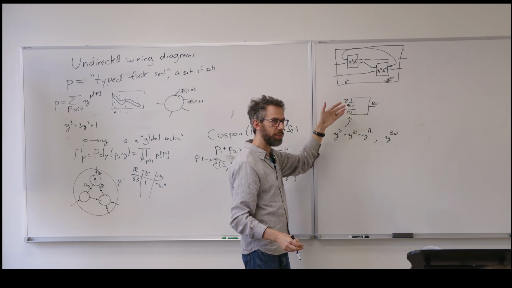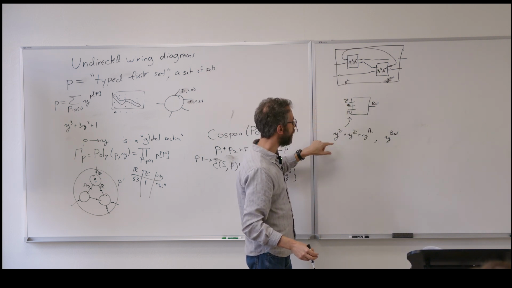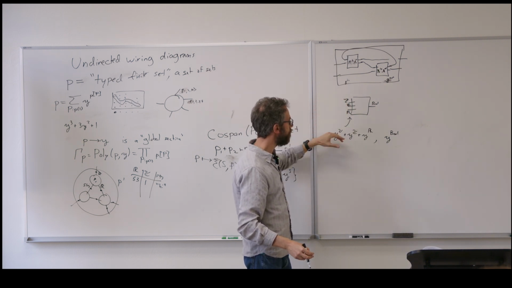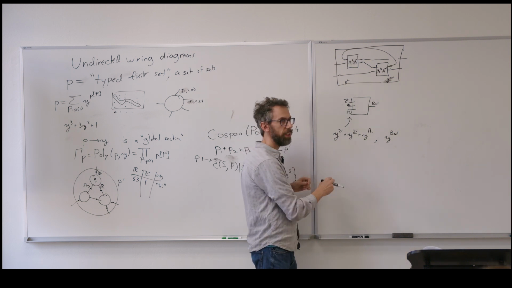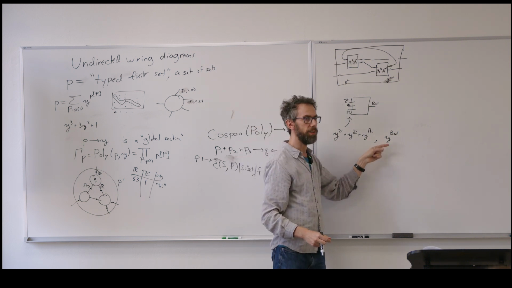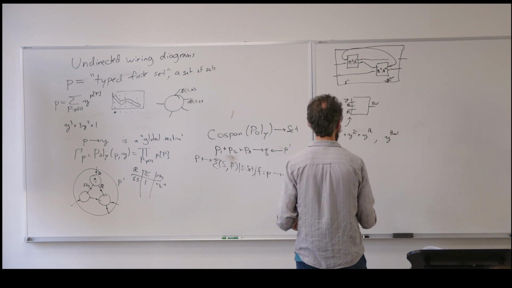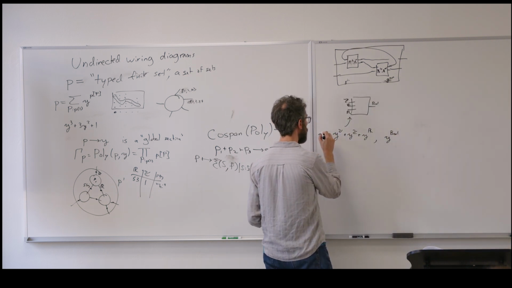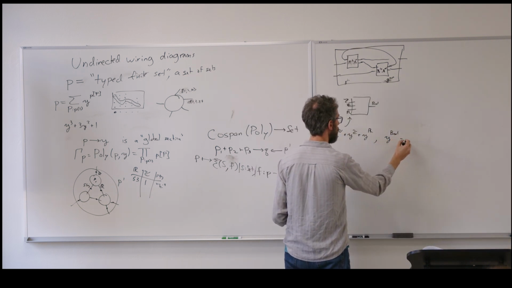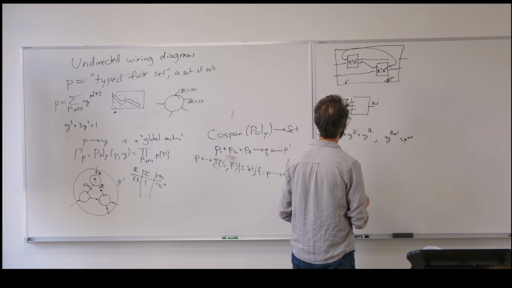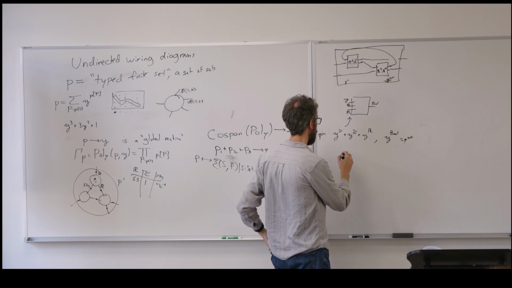What's coming into this box? 2 integers and a real. So the set of things that are able to come in is exactly the global sections of this. And the set of things that are able to come out are exactly the global sections of that. So if this is P in, and this is P out, then what is this wiring diagram?